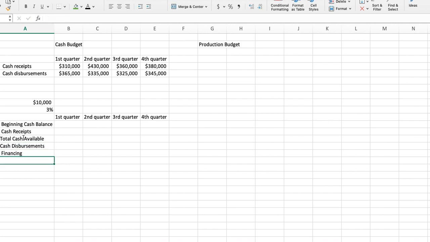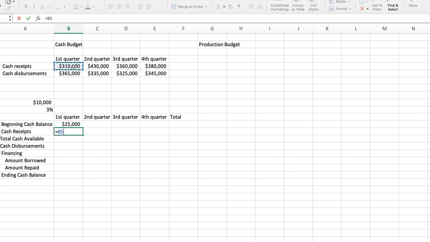And then we have financing. We have an amount borrowed if necessary, and an amount repaid if we have excess. Then we have our ending cash balance, which will become our beginning for the second quarter. Sometimes I will see people put totals out here, which is fine, but I want to show you something with that. So our beginning cash balance is $25,000.